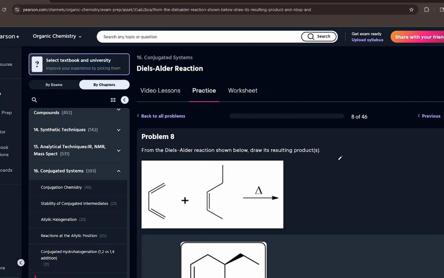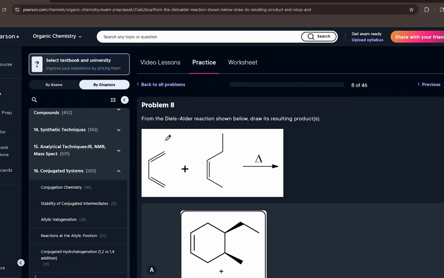Okay, starting with this problem, which is a Diels-Alder reaction, we see our diene on this side, and we see our dienophile on this side, which I'll just indicate with a P, even though it doesn't start with a P, but just as a way of differentiating between the two of them.